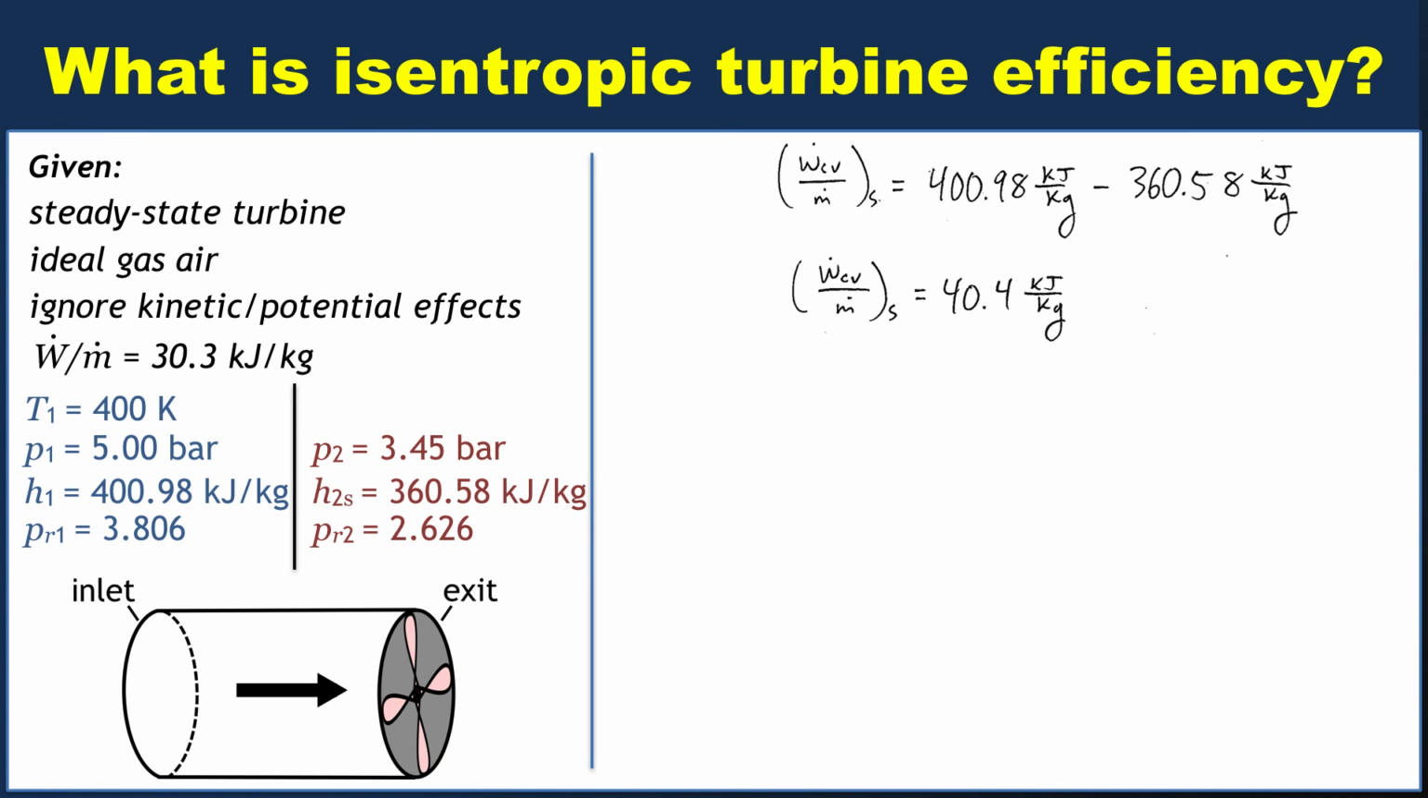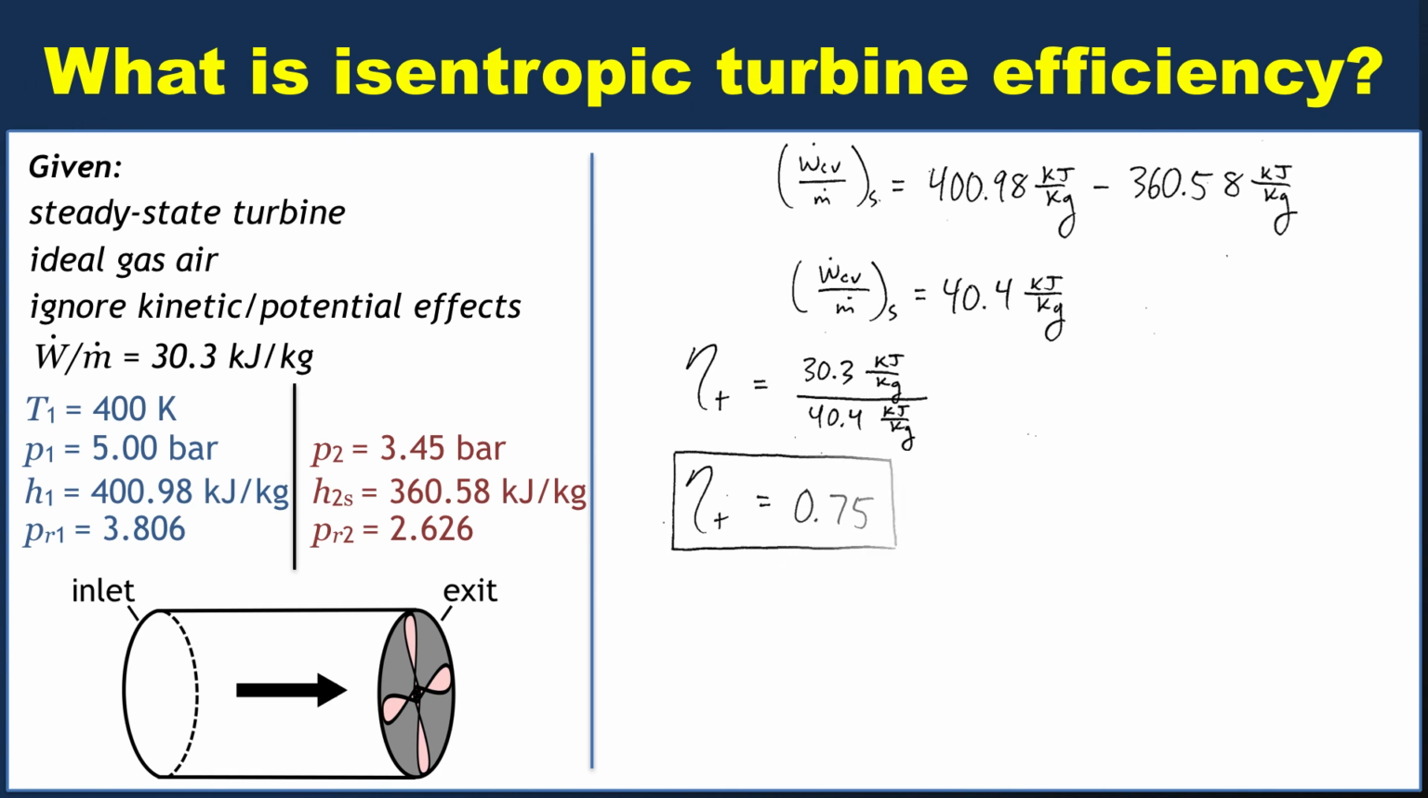So the goal of all of this, remember, was to take the ratio between our actual value of W dot over M dot, 30.3 kilojoules per kilogram, and this one we just calculated for an isentropic turbine, 40.4 kilojoules per kilogram. We do that, 30.3 divided by 40.4 gives you 0.75. So what that tells us is that the turbine that we built is 75% efficient. Its efficiency is 0.75 relative to an isentropic turbine that hit the same exit pressure given the same inlet conditions.